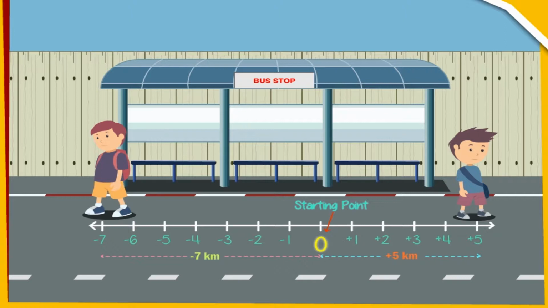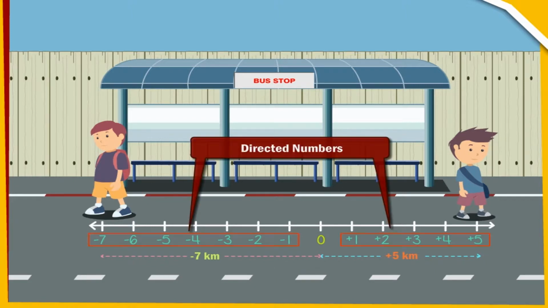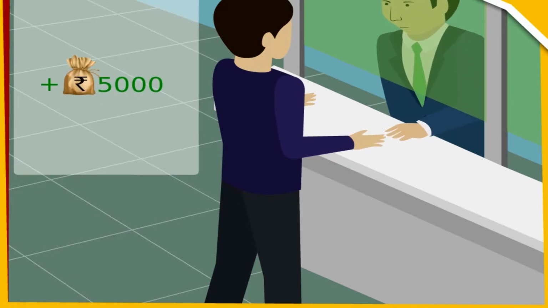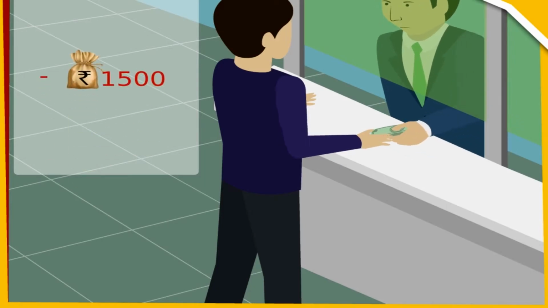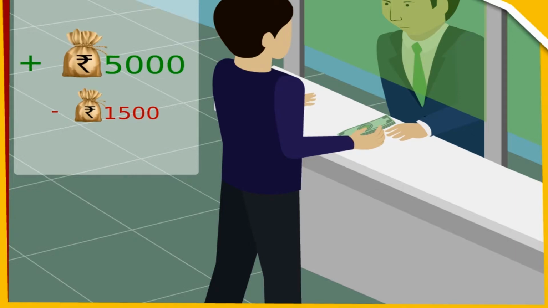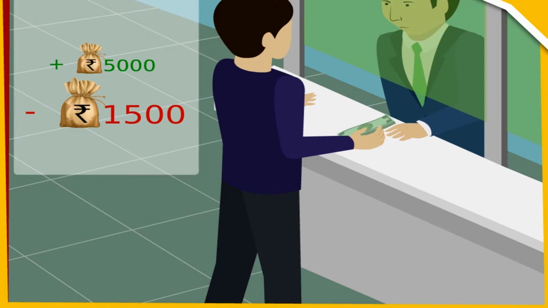Here, from a starting point, when a number shows a positive or negative direction by a plus or minus sign, we call such numbers directed numbers because they show a direction. Let us consider an example. Raj deposits 5,000 rupees in a bank. After a few days, he withdraws 1,500 rupees from the bank. We represent them as directed numbers, plus rupees 5,000 and minus rupees 1,500 respectively.